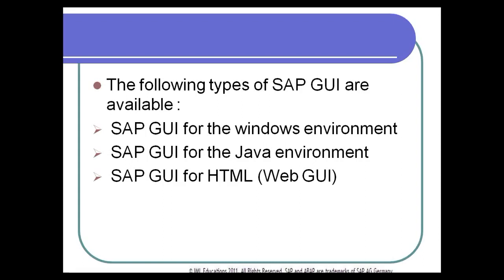But with GUI for Java and GUI for HTML, there are quite a few limitations on what you can do. As a developer, the developing tools which we'll be using to develop these applications in SAP, we call it the ABAP workbench tools. These are not very well supported in GUI for Java and HTML. So mostly we'll be using the GUI for Windows environment.